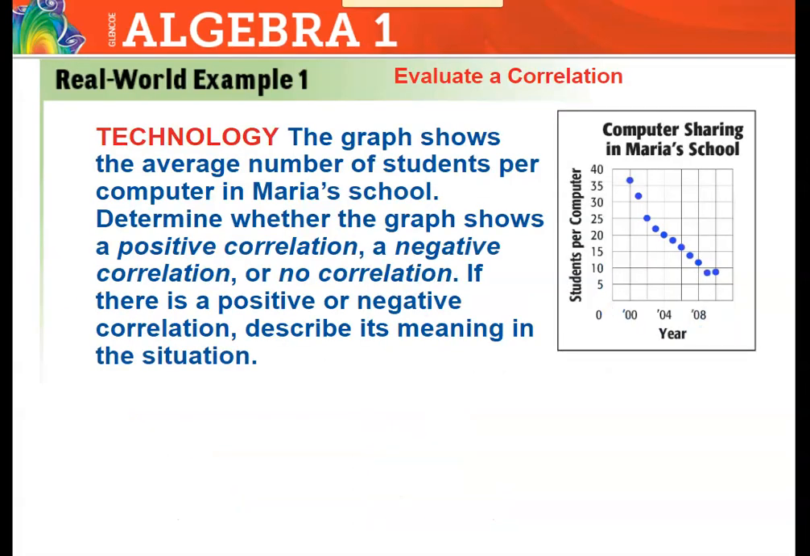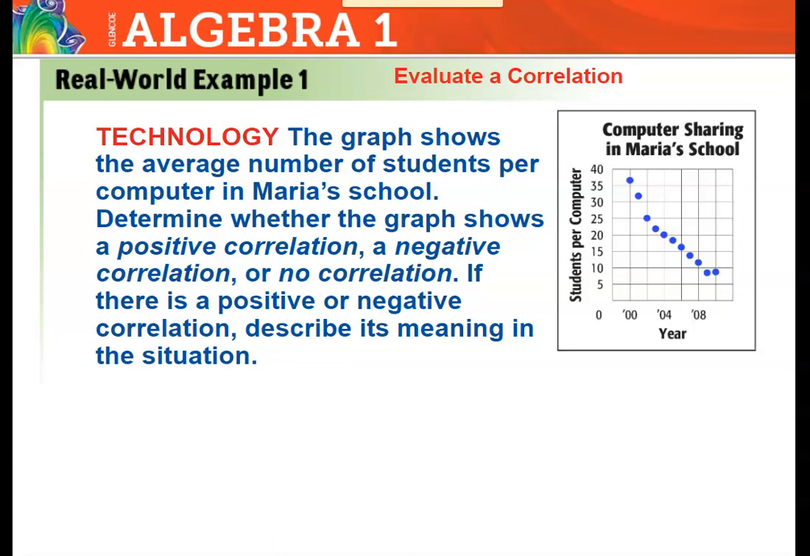Okay, let's take a look at our first example. The graph shows the average number of students per computer in Maria's school. Determine whether the graph shows a positive correlation, a negative correlation, or no correlation. If there is a positive or negative correlation, describe its meaning in the situation. So let's take a look at this.